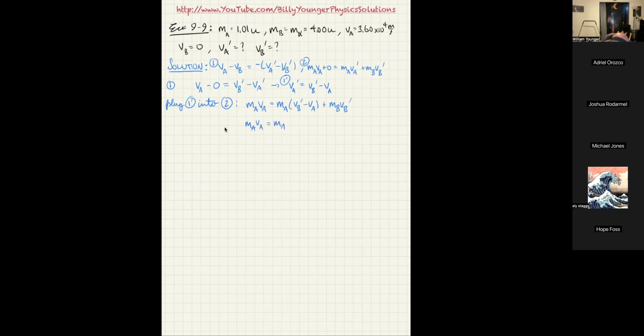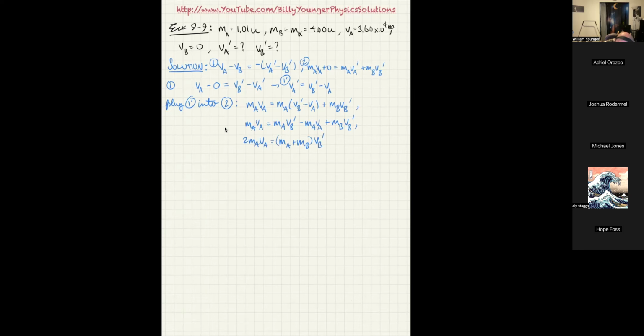is equal to MAVB prime minus MAVA plus MBVB prime. So you see that you basically only have one unknown now, that's VB prime, and I'm going to add MAVA to both sides. That's going to give me 2MAVA, and I'm going to factor out the common VB prime, and that's going to be MA plus MB in parentheses times VB prime, like that.